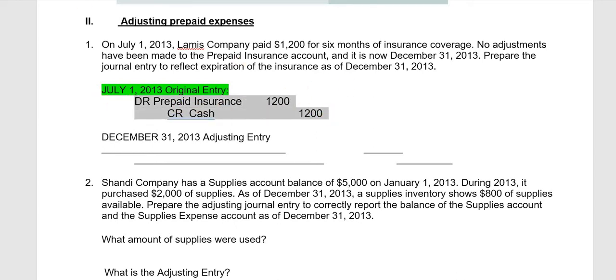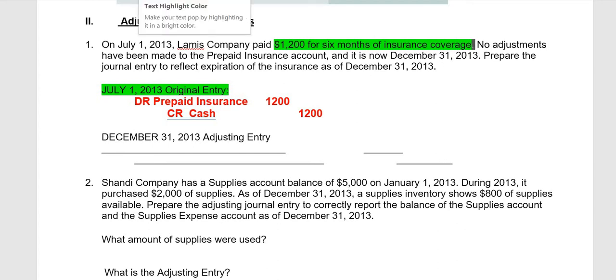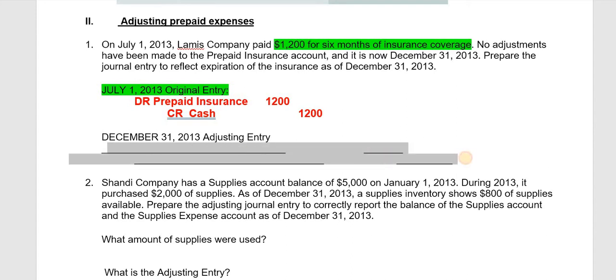We debited prepaid, credited cash. Now, 6 months have passed. Let's analyze what we did. We paid $1,200 for 6 months of insurance coverage. Sounds like $200 a month to me, huh? It's now the end of the year. So we did July 1st. Now it's December 31st. That's 6 months, so we want to expense it all.